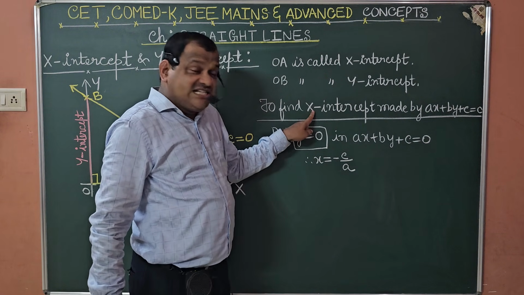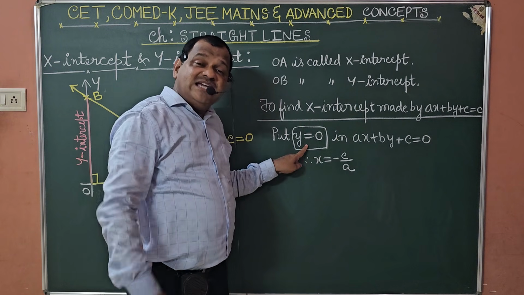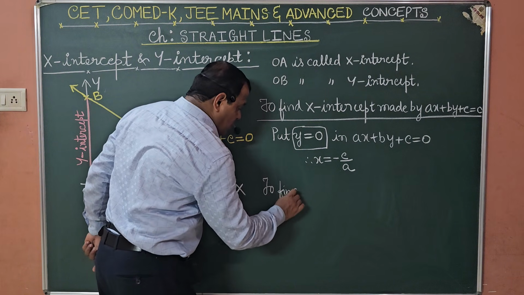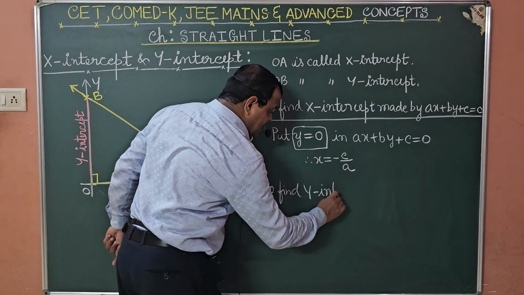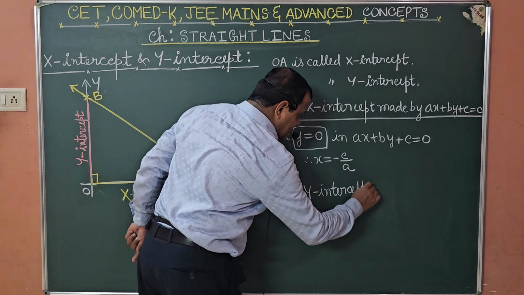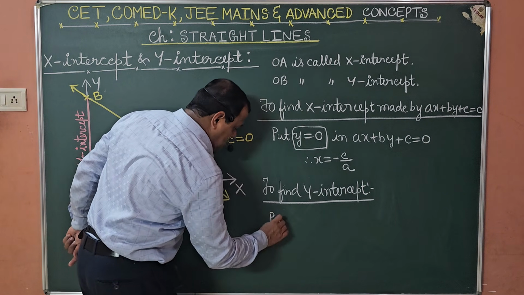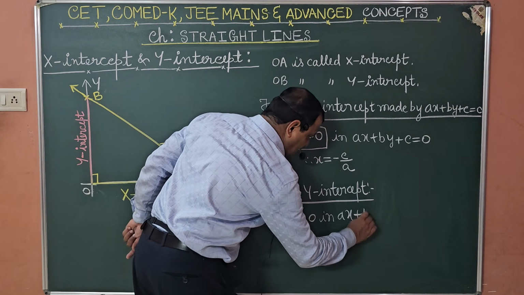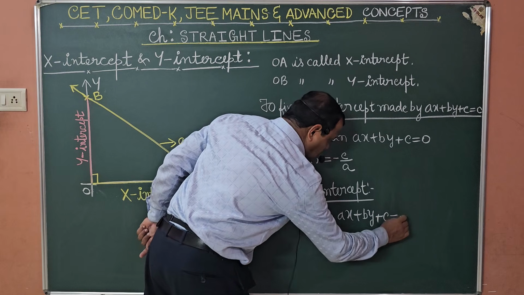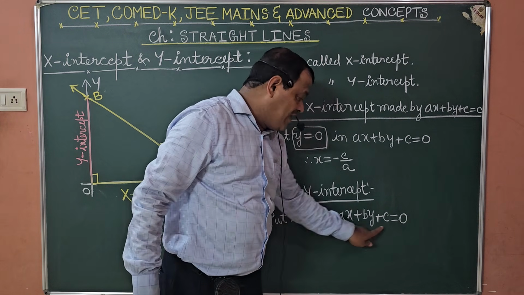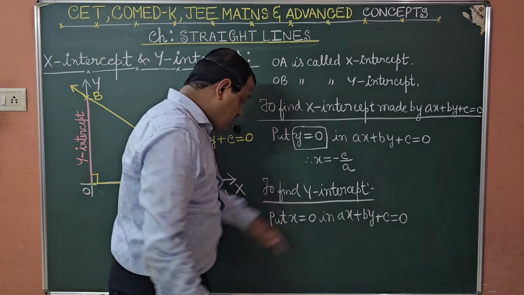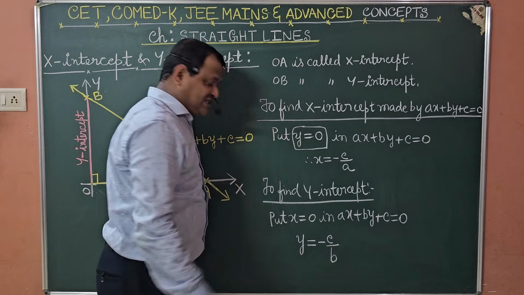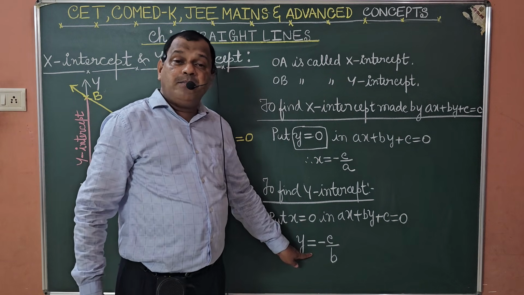Therefore, to find the x-intercept, I will repeat, you always have to put y equal to 0, and now I will also teach how to find the y-intercept made by the line. To find the y-intercept made by the line, always put x equal to 0 in the line ax + by + c = 0. So if you put x as 0, you will get b into y plus c equals 0. Transpose c, y equal to minus c by b. So y is equal to minus c by b, b not equal to 0. This is called the y-intercept made by the line.